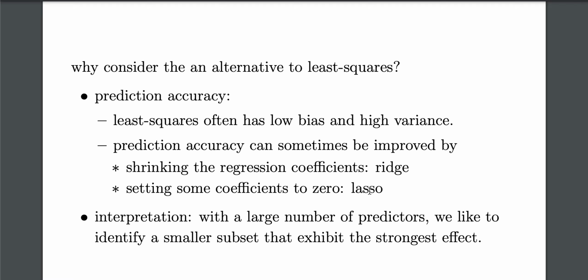Also, when we set some coefficients to 0, which is obviously not just any coefficients but those that seem not to be associated with the response, then we are able to identify a smaller subset. And why is that useful? Because we have a simpler explanation for the relationship, parsimony.